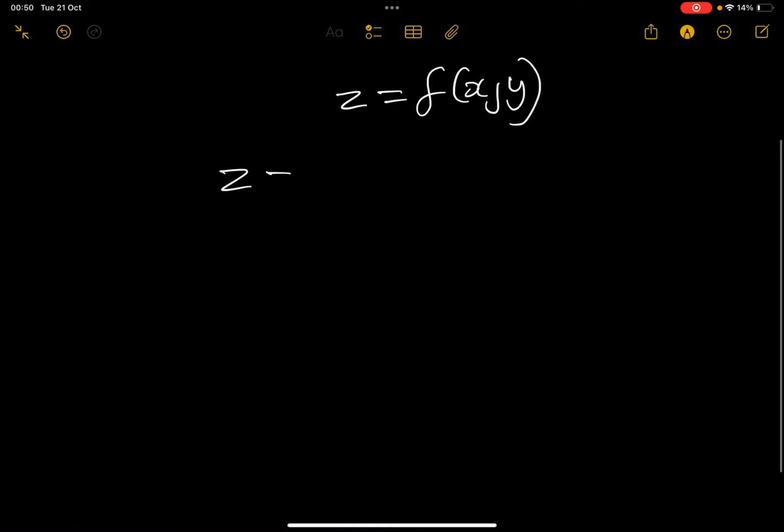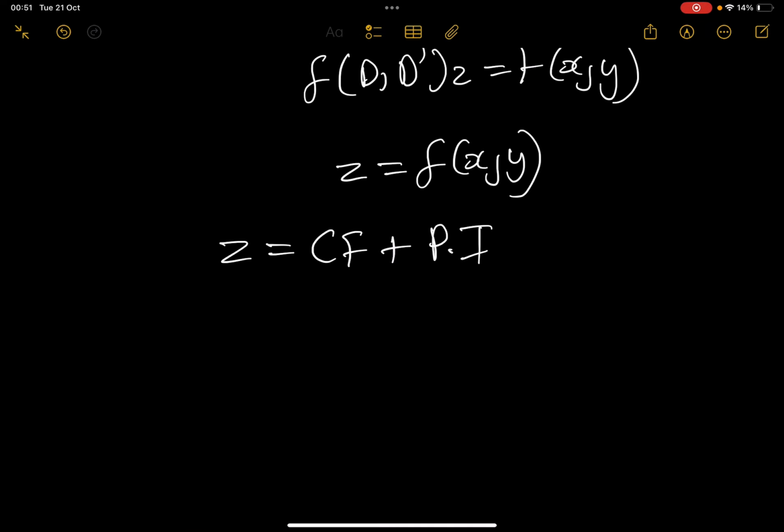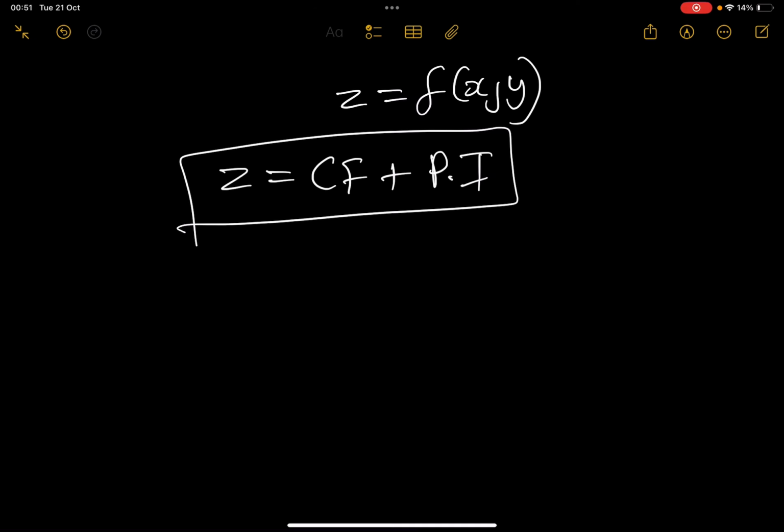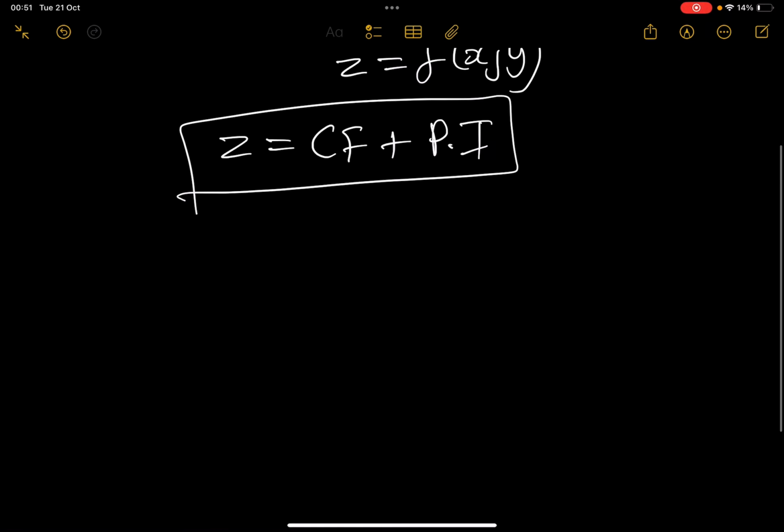So our solution will be the complementary function plus the particular integral. If we are given a partial differential equation, we are tasked to find the general solution. This is what we are expecting, especially if we are looking at second order or higher partial differential equations that are homogeneous.